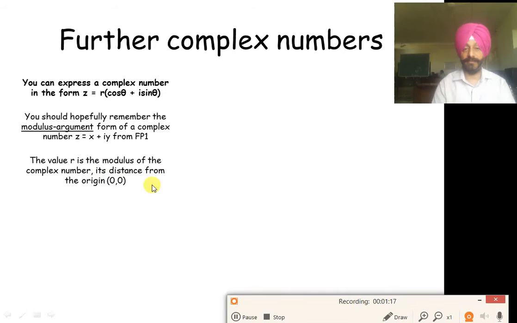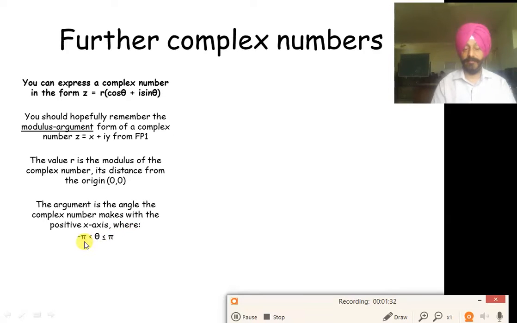The value of r is the modulus of the complex number, its distance from the origin 0, 0. The argument is the angle the complex number makes with the positive axis, where minus pi is less than theta is less than or equal to pi.